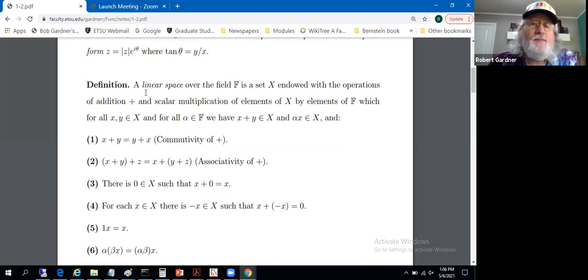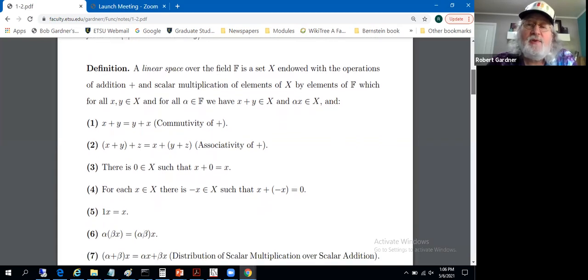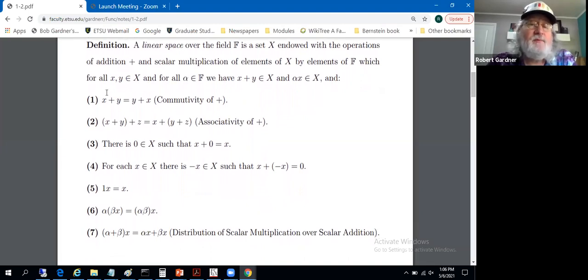But for a general definition, we'll define a linear space over field F as a set, capital X, endowed with the operations of addition and scalar multiplication of elements of X by elements of the field, which, for all vectors x and y and all scalars alpha, we have vector x plus vector y is an element of set X, and scalar alpha times vector x is also a vector in set X. So we'll call the elements of X vectors, the elements of F, of course, are called scalars, and we require the following for all x and y and all scalars. Vector x plus vector y equals vector y plus vector x. That is, we have commutativity of vector addition. We have associativity of vector addition as well.